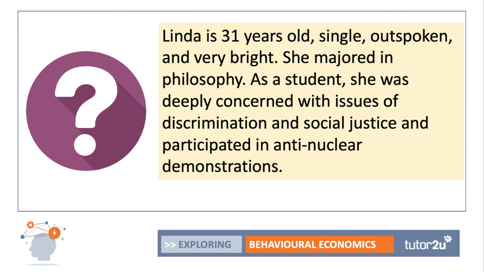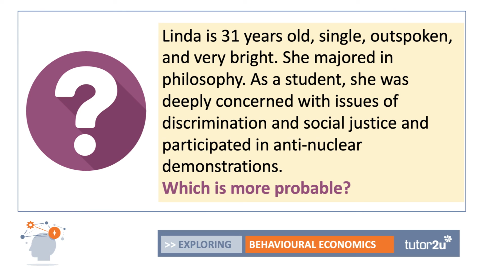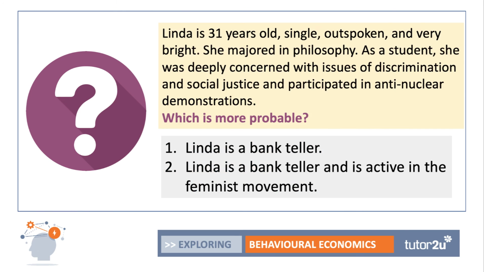Linda is 31 years old. She's single, outspoken, and very bright. She majored, she got a degree in philosophy, and as a student, she was deeply concerned with issues of discrimination and social justice. And she also participated in anti-nuclear demonstrations. There's some information about Linda. Which is more probable? Here's our second question.